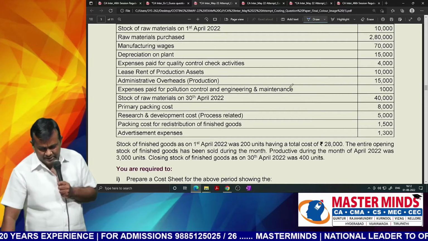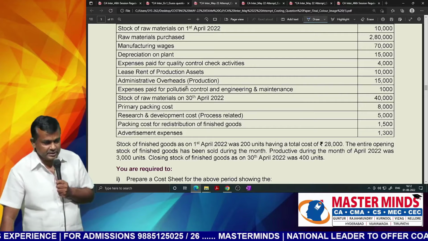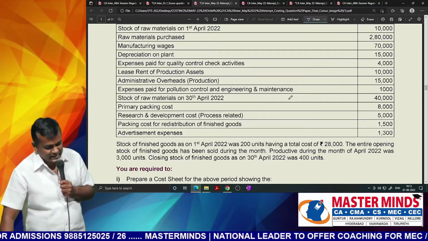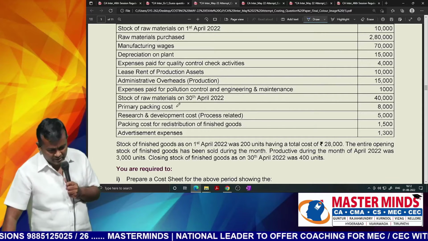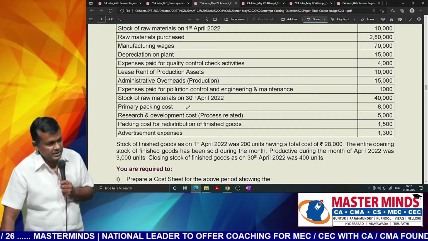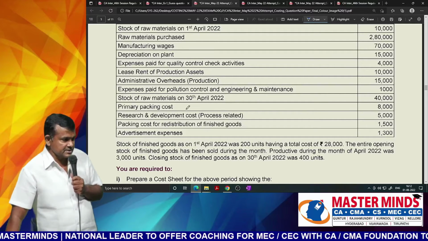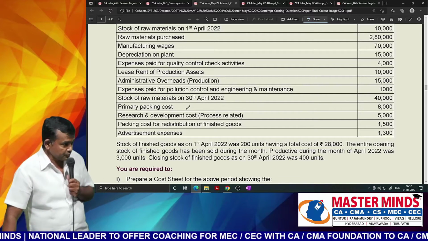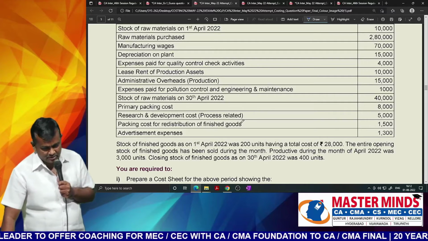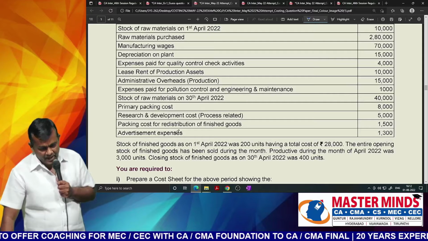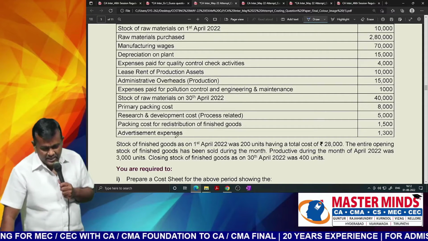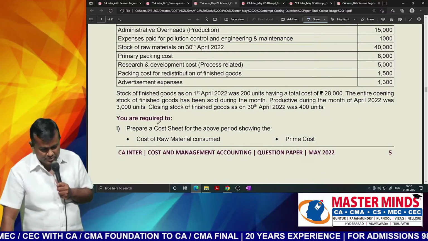Administrative overheads related to production, directly mentioned, related to production. Next, expenses paid for pollution control and engineering and maintenance, that is the factory overheads. Stock of raw materials on 30th April 2022. Primary packing cost, it is a part of cost of production. Next, research and development cost, process related. Packing cost for distribution of finished goods, that is the secondary packing cost. Advertisement expenses, that is selling and distribution expenses.